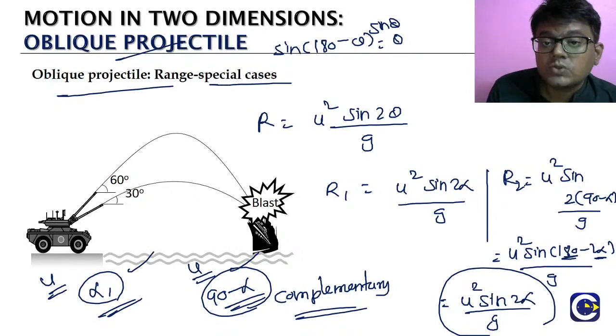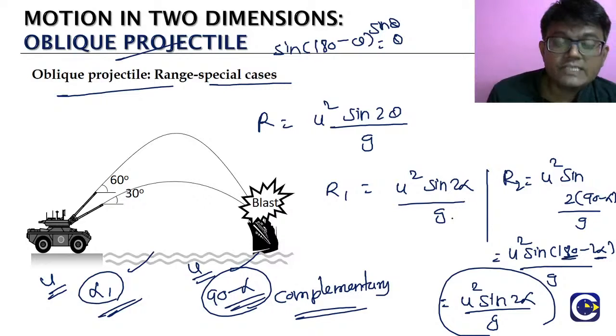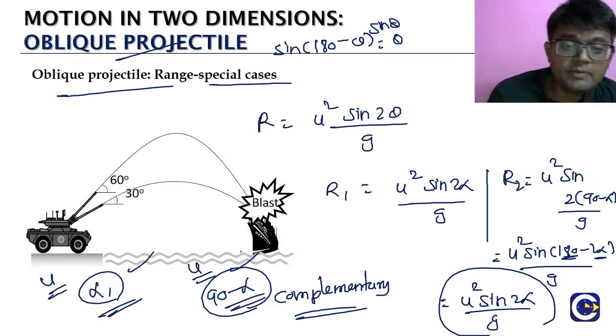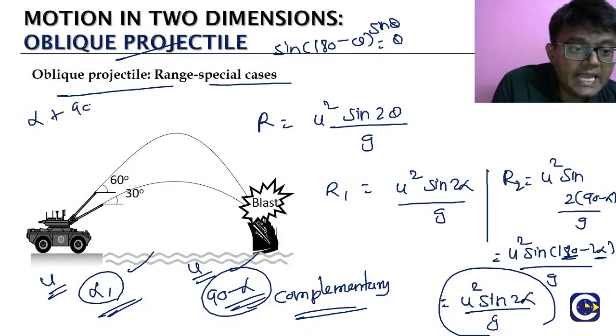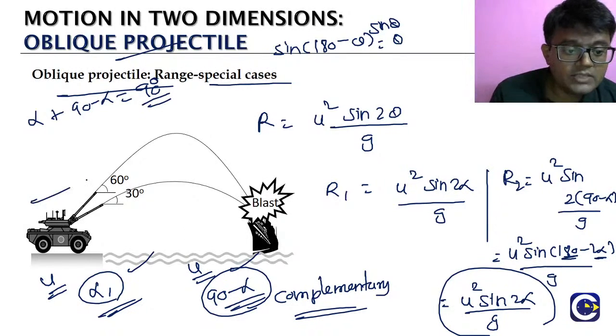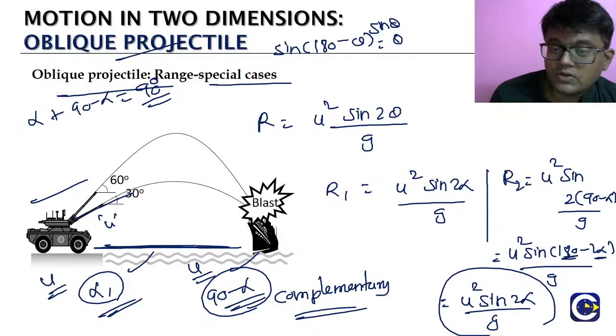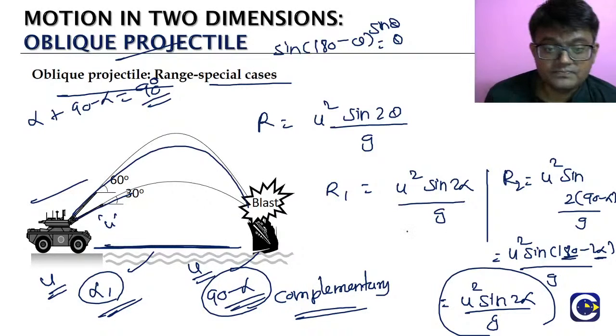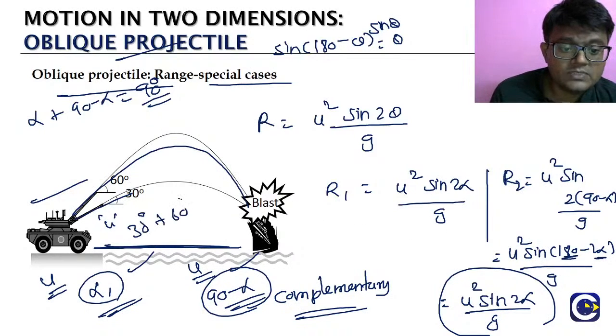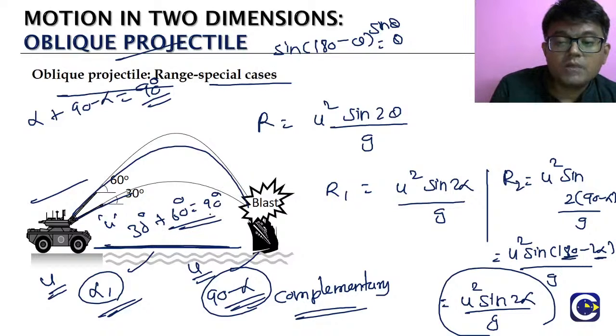So the result from this: if you have two projectiles with complementary angles of projection, if one angle is alpha the other will be 90 minus alpha, so both add up to 90. That is what we call complementary angles. Look here, if you project this military tanker at an angle of 30 with a particular velocity, you will get a range. Even if you change the angle to 60, you are going to hit the same target because the range will be the same for both. 30 plus 60 is 90, both are complementary angles.